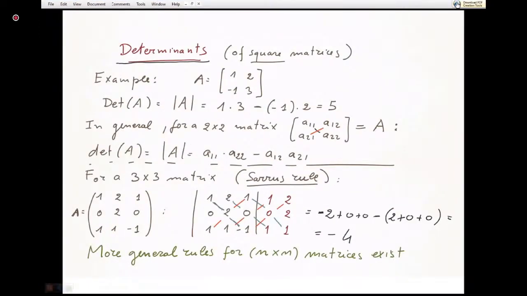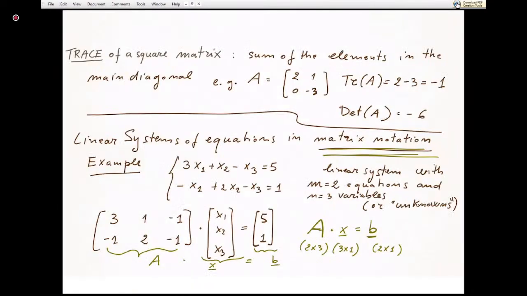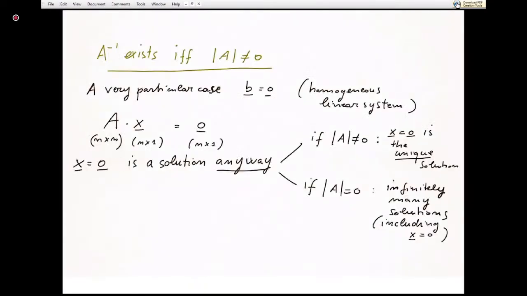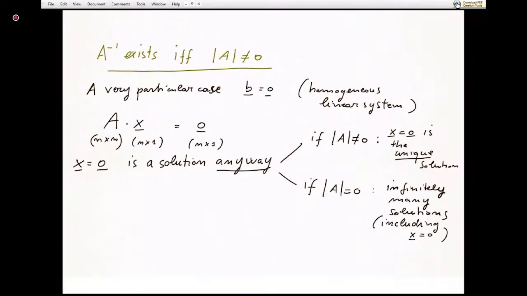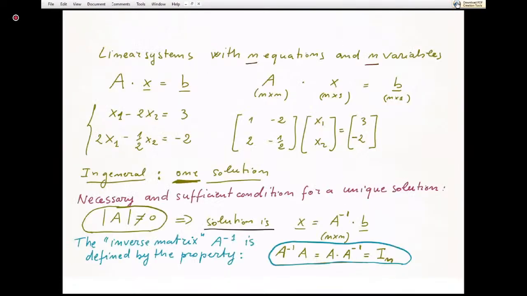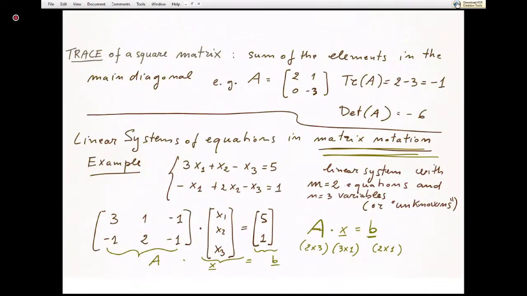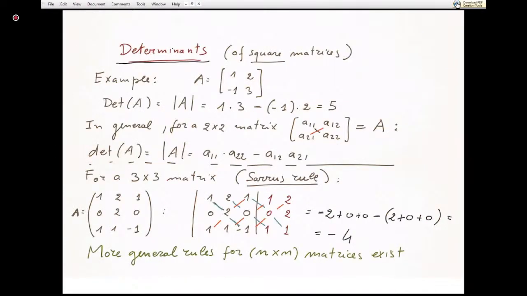Determinants of square matrices, and then a very basic message on the solution of linear systems. What is the determinant of a square matrix? The determinant is in general a number associated to a given square matrix, okay? So we don't have determinants of generic rectangular matrices, only of square matrices.